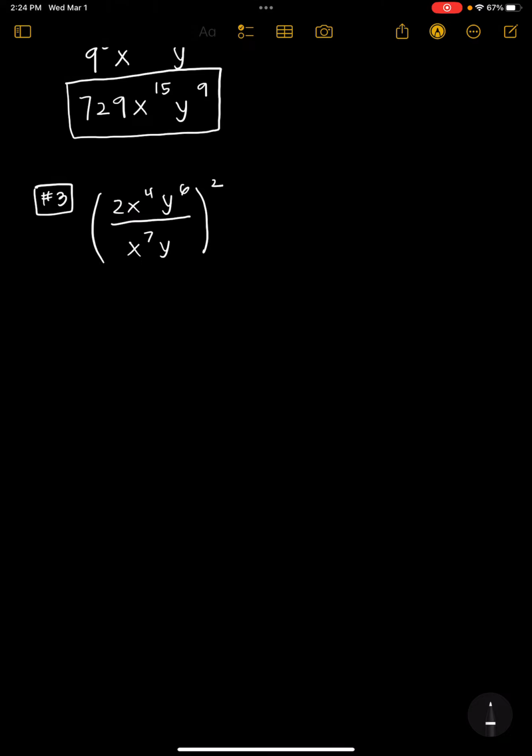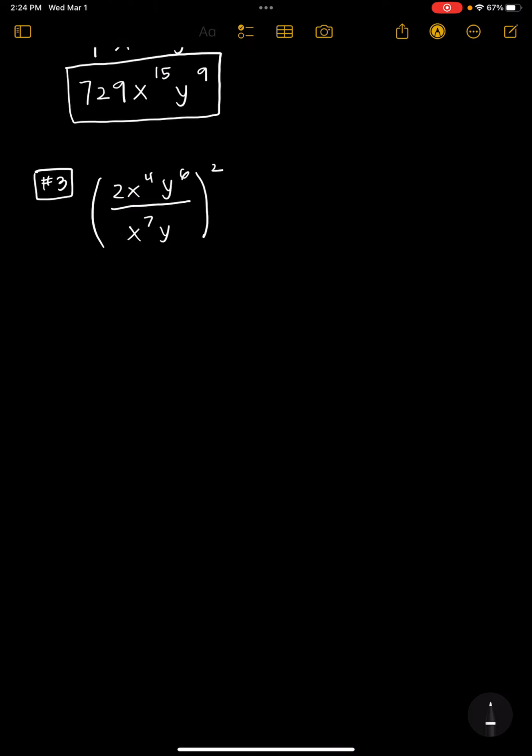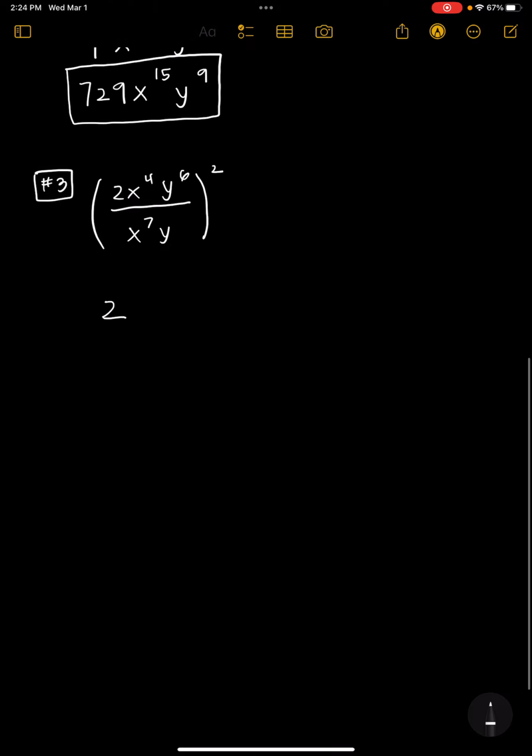So what I'm going to do is simplify the inside by using the quotient rule first, then we'll do the power rule after that. To simplify the inside, we're going to use the quotient rule. I only have the 2 as a coefficient, so that stays on top because there's nothing to simplify it with.